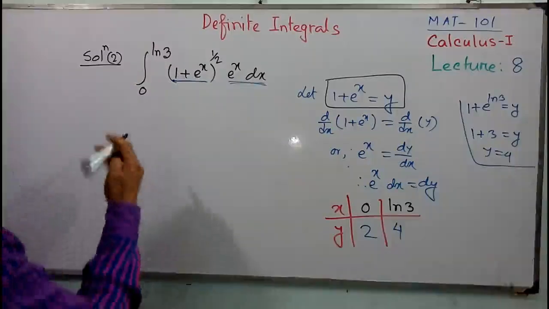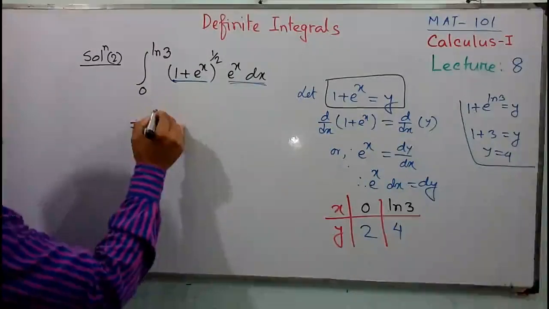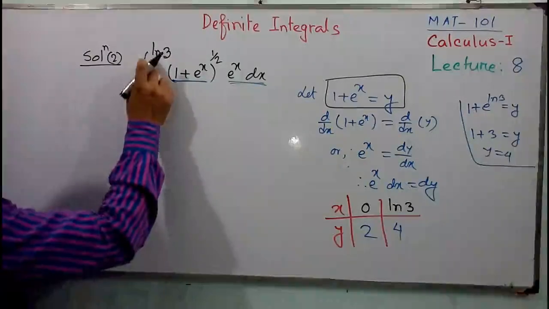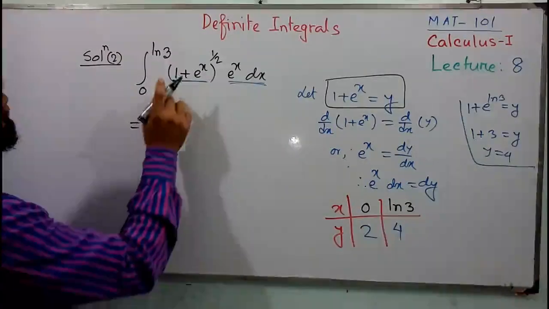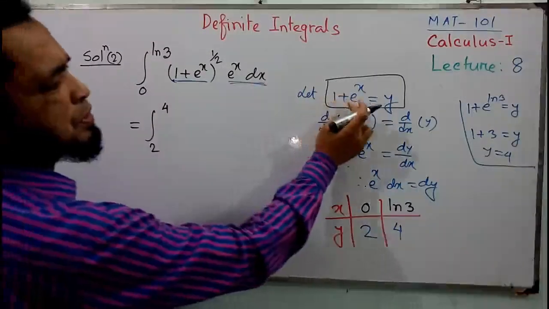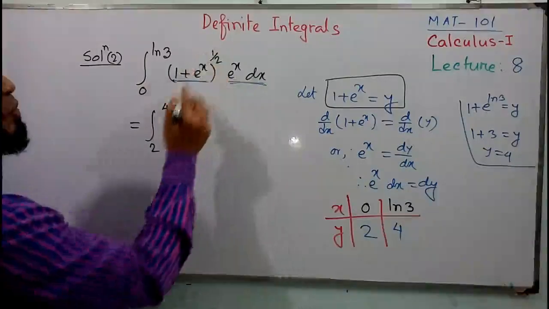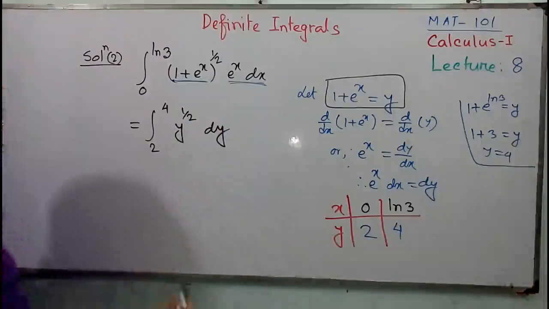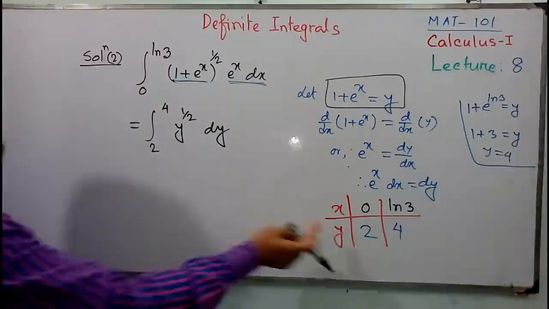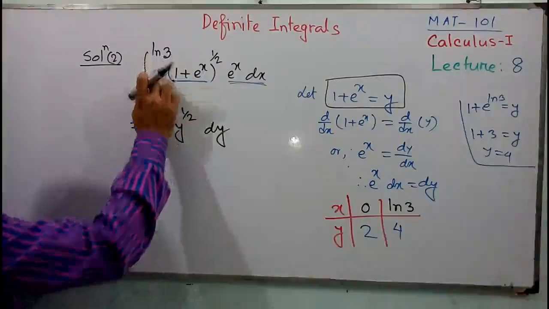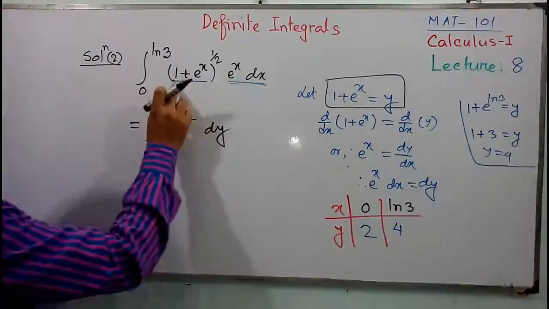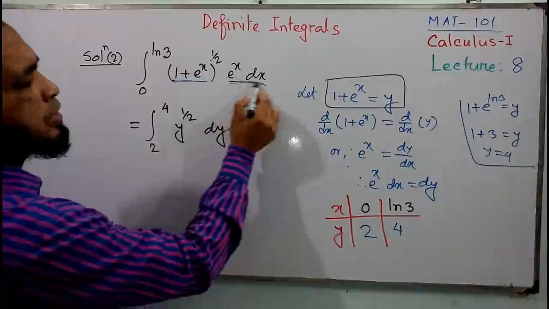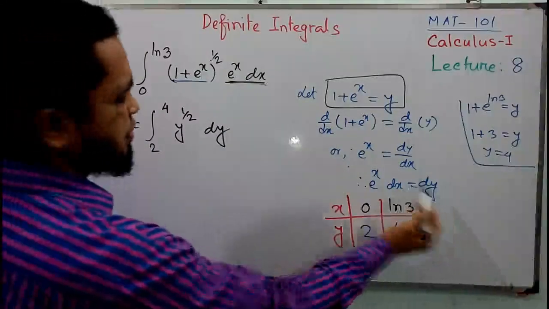in our main problem. So it will be 0 to, instead of 0 we get 2, and instead of ln 3 we get 4. We consider 1 plus e to the power x is y, and to the power half, and e to the power x dx equals dy. Once again, instead of 0 we get y is 2, instead of ln 3 we get y is 4, and 1 plus e to the power x is y. We consider this, and power half, and we get e to the power x dx equals dy.